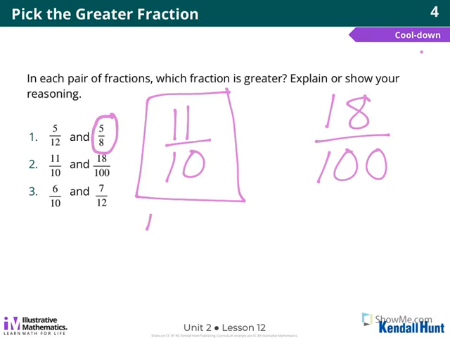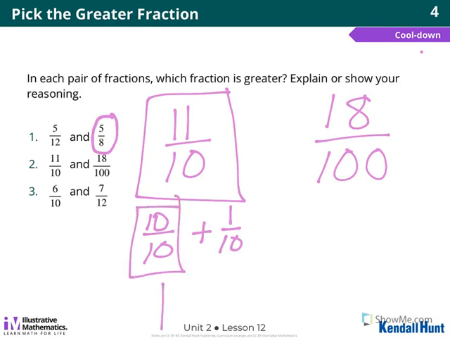11/10 would actually be 10/10 plus a whole tenth, which 10/10 is one whole. So looking at it this way, 11/10 has to be bigger because this fraction is bigger than one whole. 18/100, well, that's 18 teeny tiny hundredths. It's nowhere near, like if this was one whole, it would be 100/100ths. And 18 is very, very far away from that. So 11/10 has to be bigger.